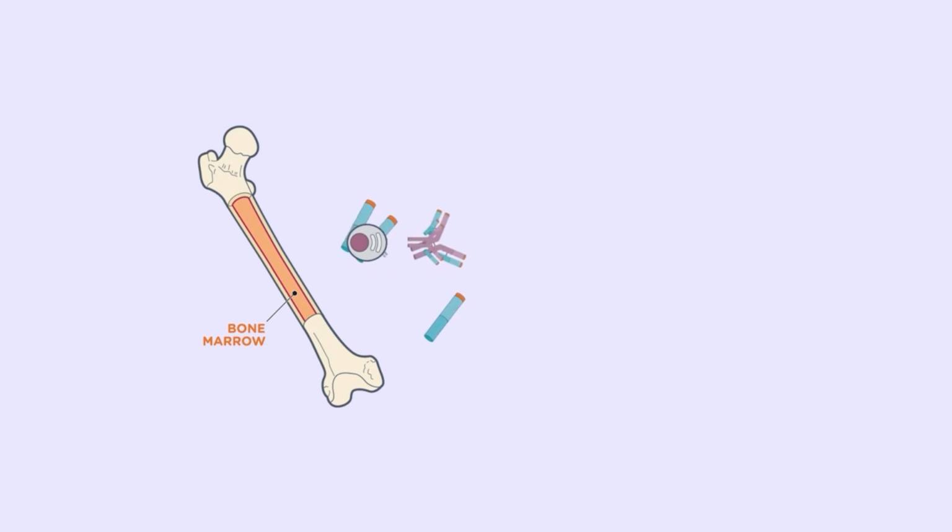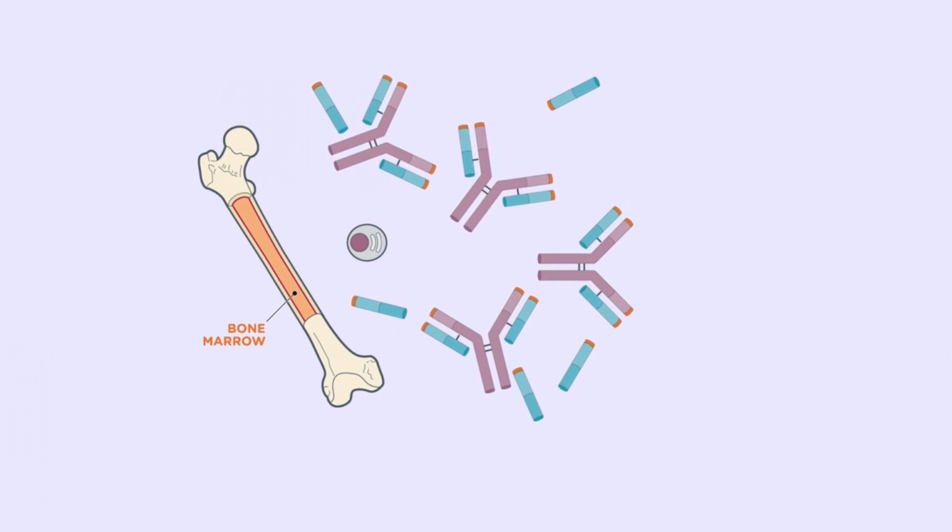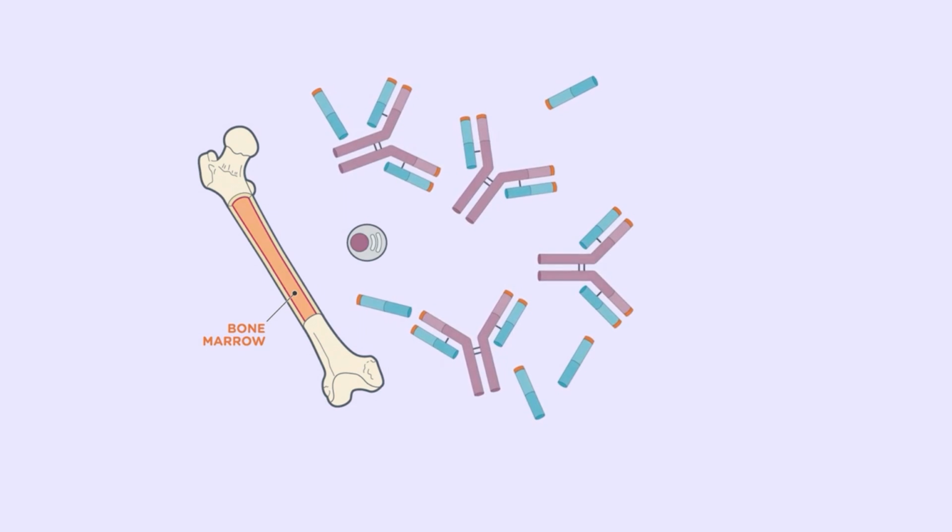AL stands for amyloid light chain. Light chain protein is a part of the immunoglobulin antibody protein. This light chain fragment from the antibody can break off, or the abnormal bone marrow cells can make excess of this light chain fragment, which can then circulate and deposit into organs.